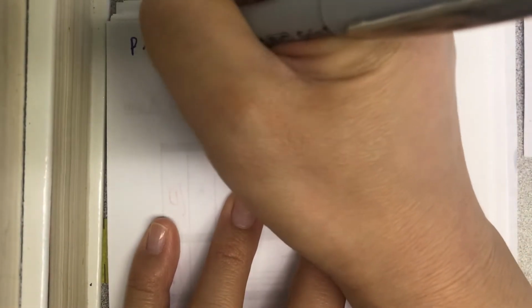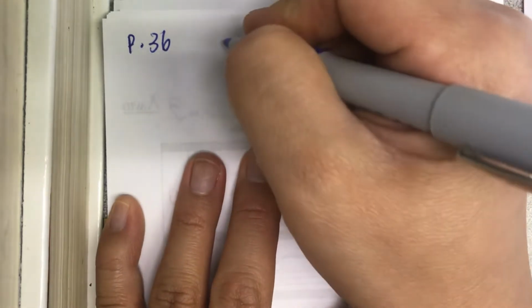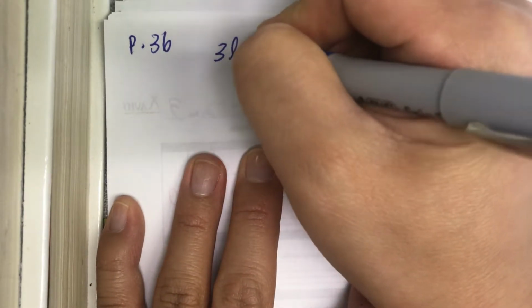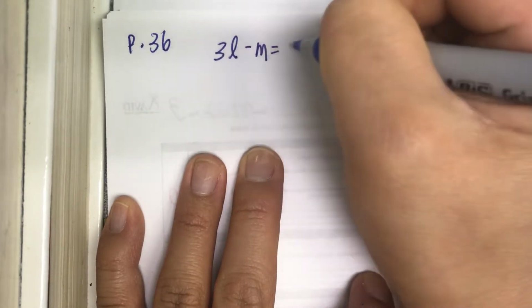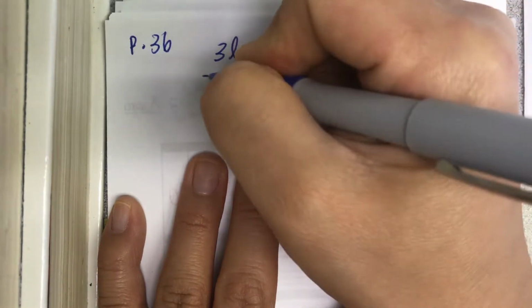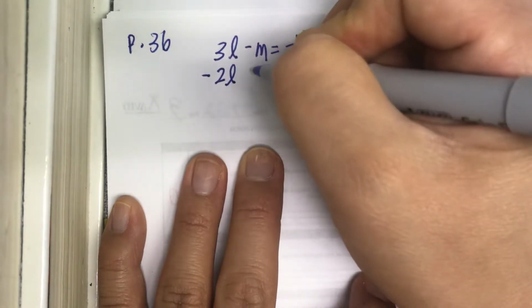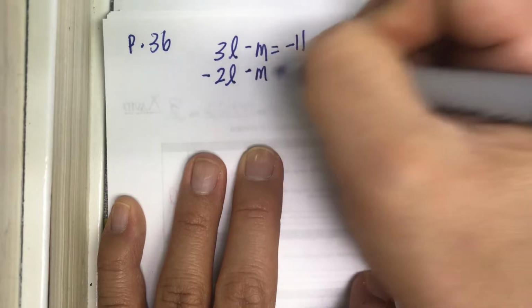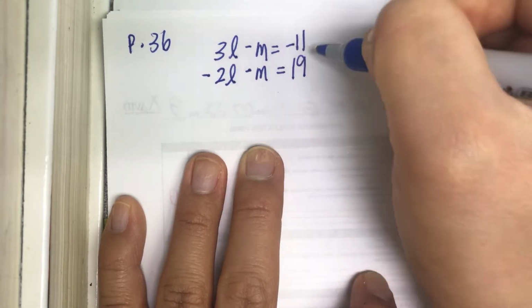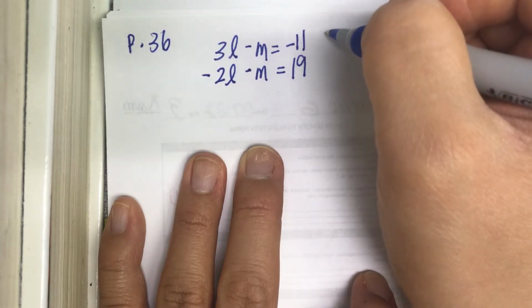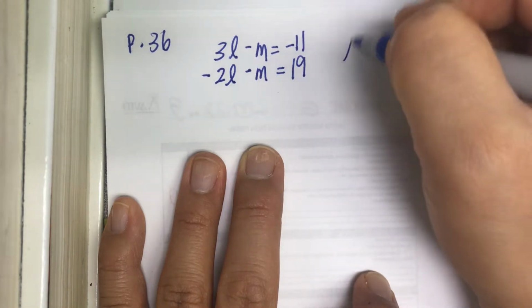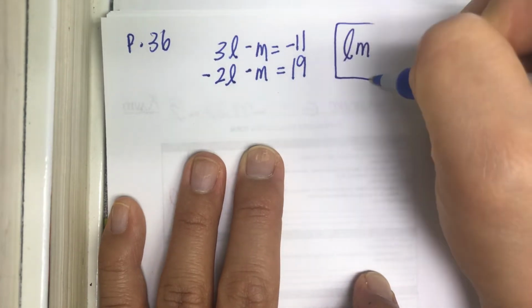This is going to be page number 36. Okay, so the first question, they give us a simultaneous equation, 3L minus M equals negative 11. And they've stacked it for us, so I don't have to ask you guys to do that on your own. In the end, they want to know what is the product of L times M.